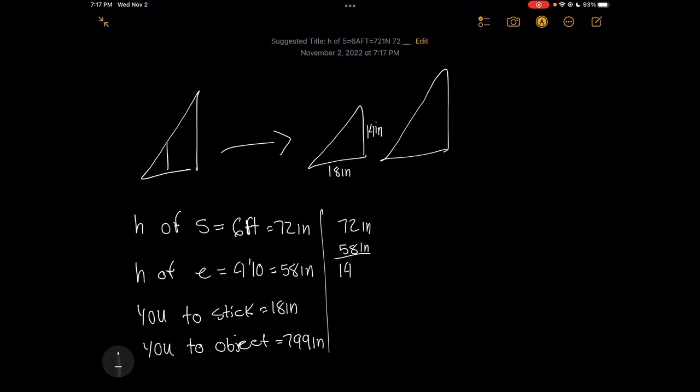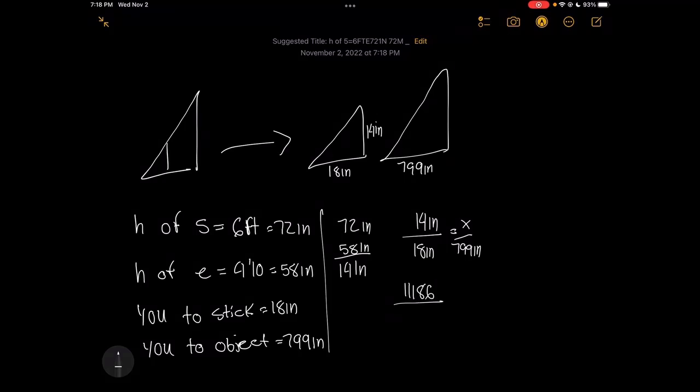Now, something to remember is that once you have these two, you're still going to be missing some sides. So, next thing up is U to the object, which is 799, and to find this missing height, what you want to do is set up a proportion, which would be 14 inches over top of 18 inches equals x over 799, which then goes to 11,186 over top of 18 equals 18x over 18.